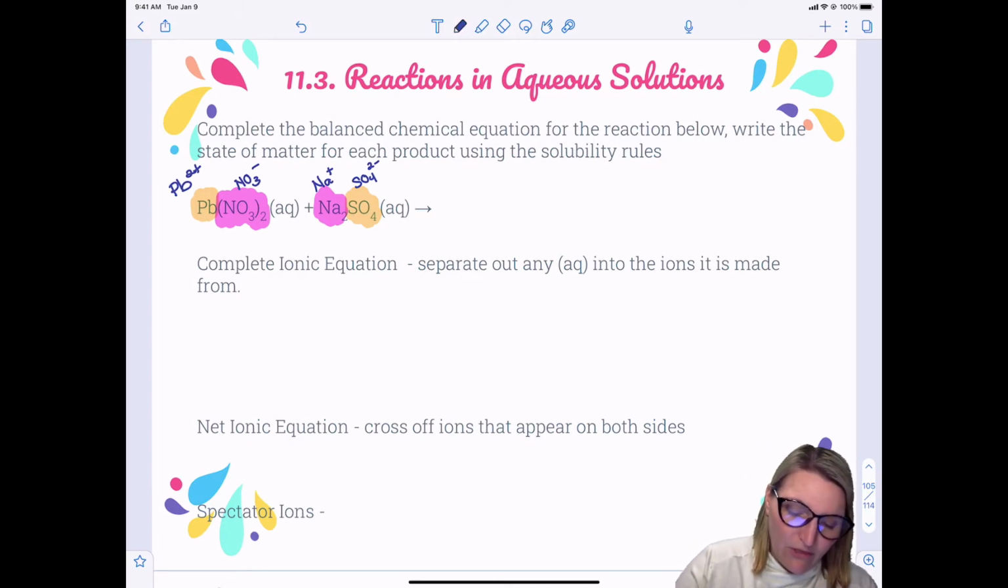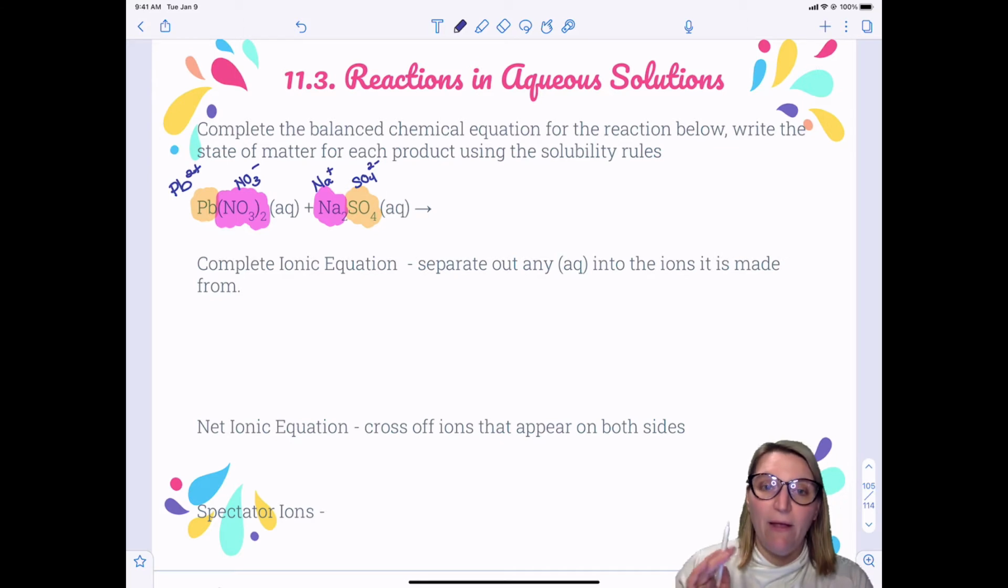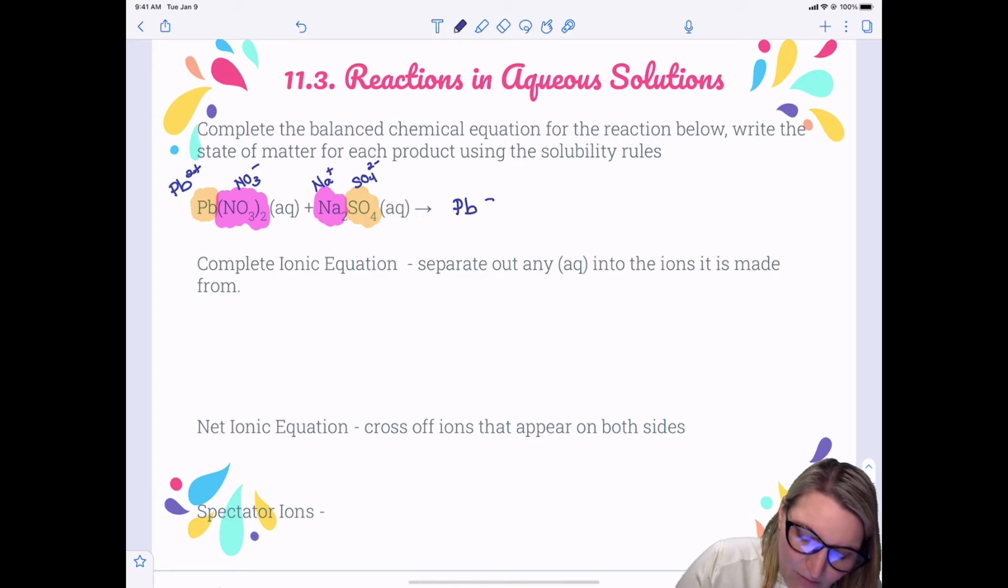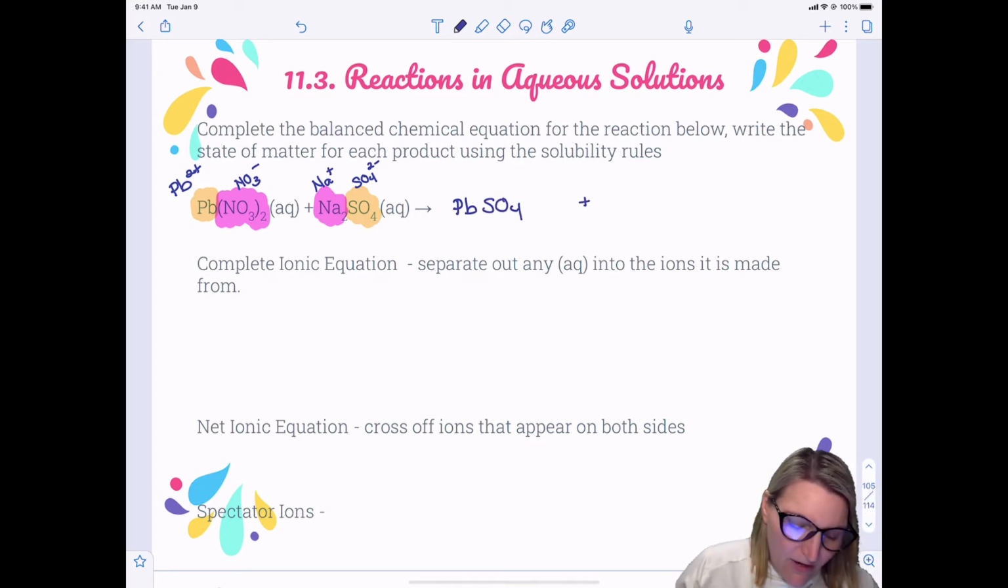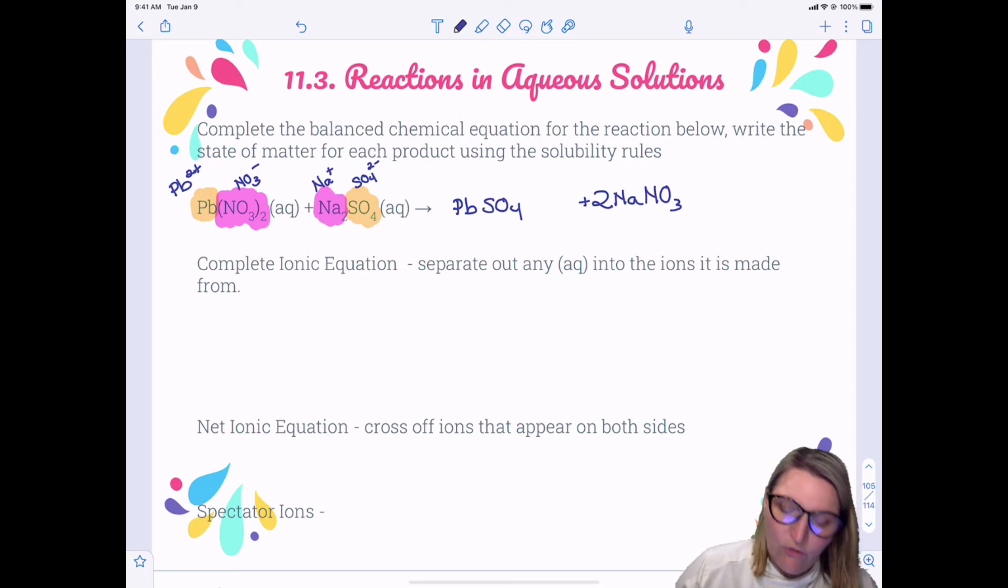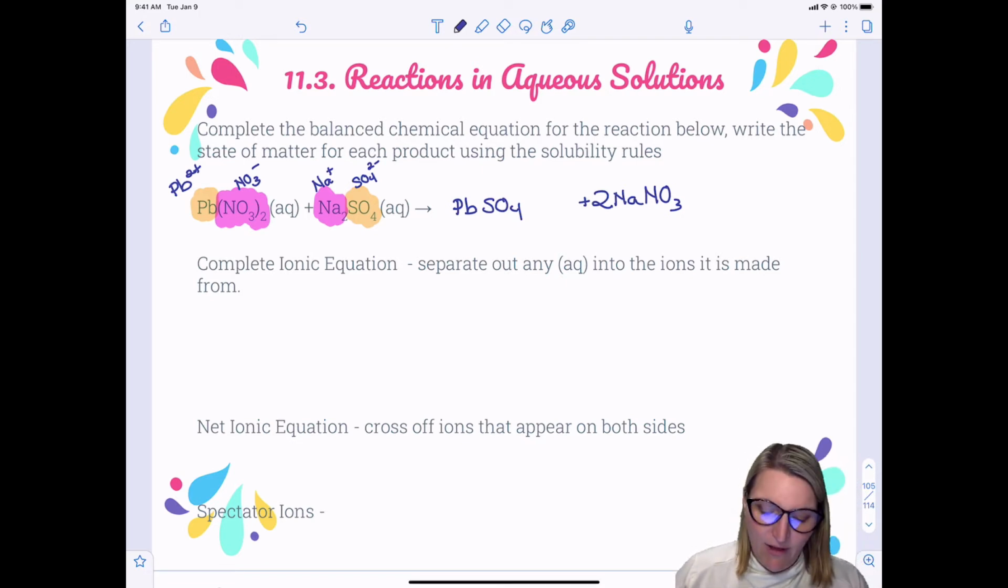So the first thing we need to do is figure out what the products are. That's taking the positive of one and matching it up with the negative of the other and making sure we crisscross the charges here. The first one is going to be lead 2 plus and sulfate 2 minus, so that's going to be PbSO4. And then the other product is NaNO3. Okay. Now second, balance it. All I need to do is put a 2 in front of the NaNO3, then it's balanced.